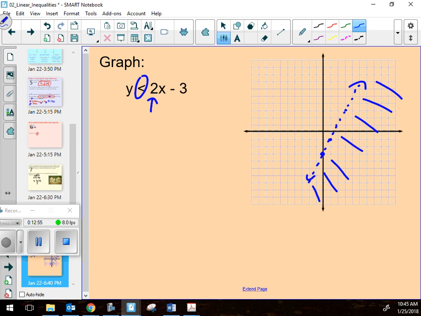How could you check yourself? There's a way to check. Yes? XY charts are awesome, absolutely. Let's pick a spot. I picked 0, 0. How could I use 0, 0 to test whether I shaded the right way? Yes?